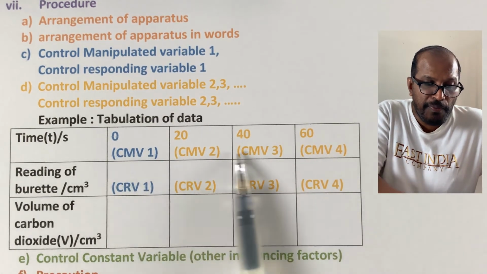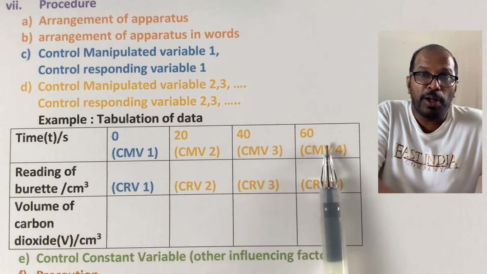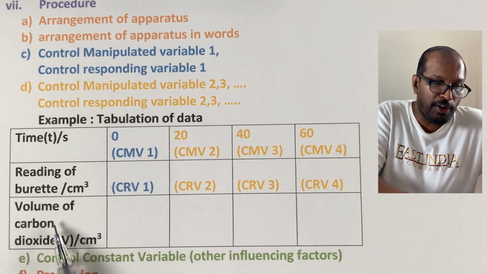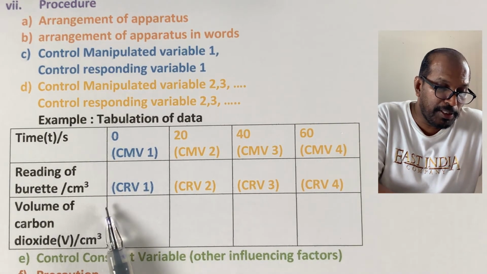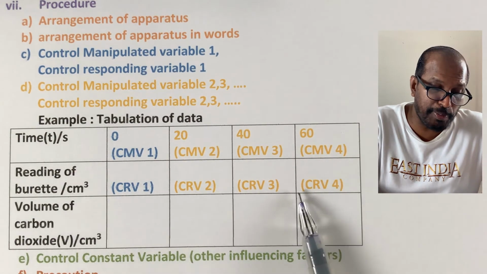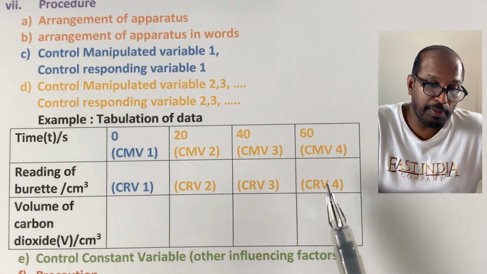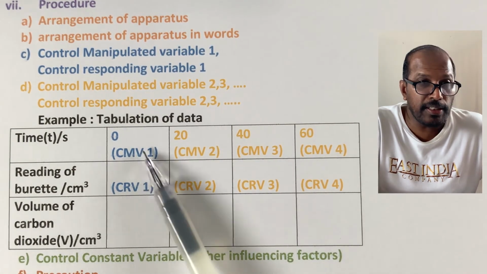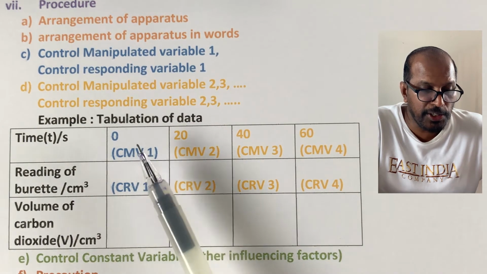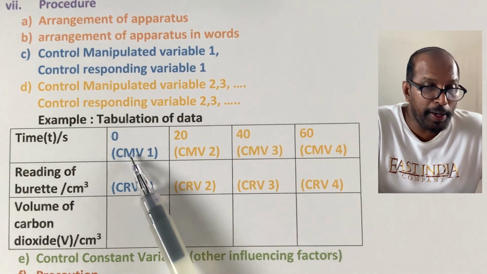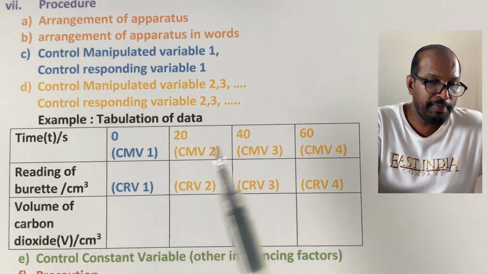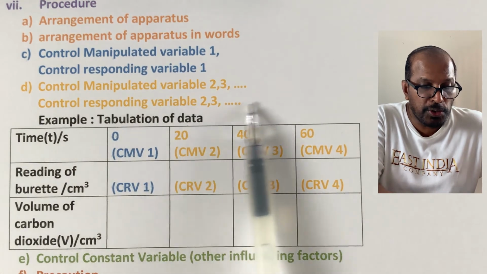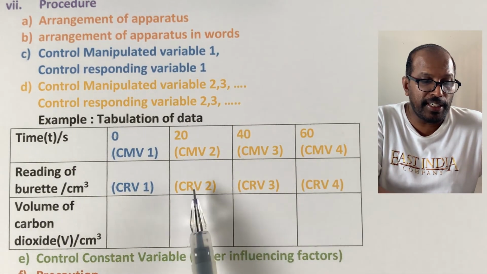So for the manipulated variable, you can give a specific value, but you can't give any value for the reading of the burette or the volume. That means for the responding variables, we are unable to give a value because we are not carrying out an experiment in the paper alternative to practicals. Therefore, the first field in the questions, you need to fill up with the manipulated variable 1, followed by manipulated variable 2 onwards and responding 2 onwards. That means 20, 40, 60 and so on.